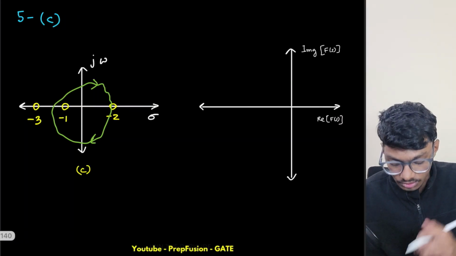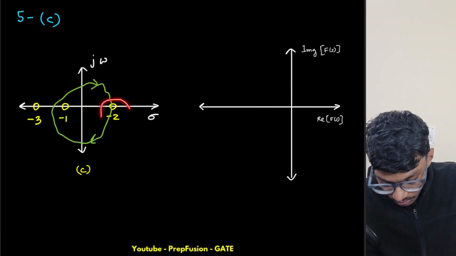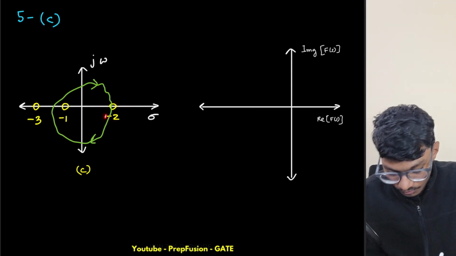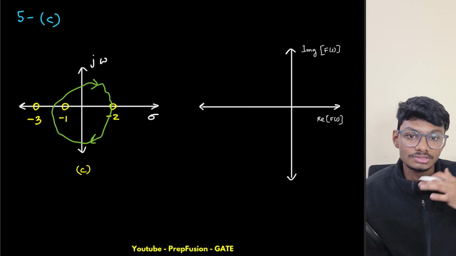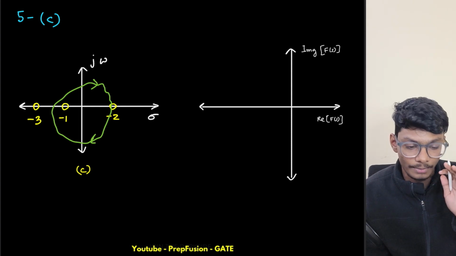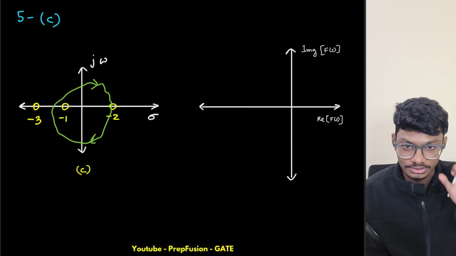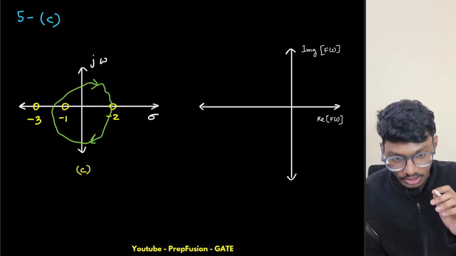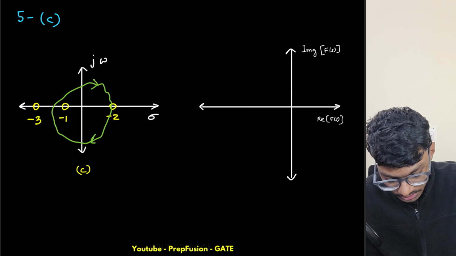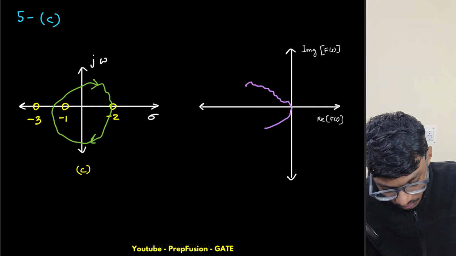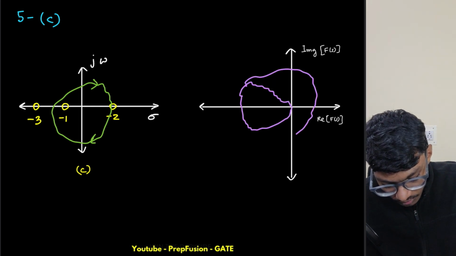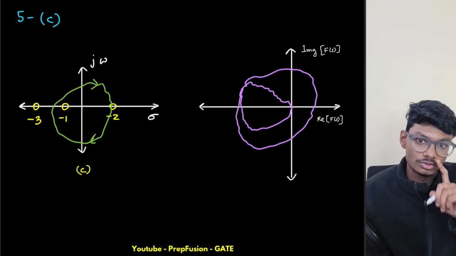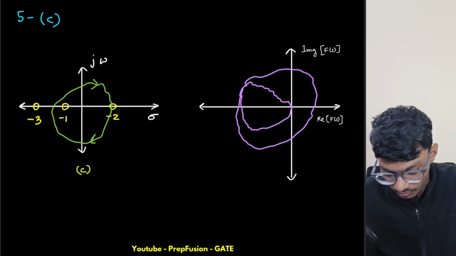Okay, so let's go to the third question. Here, this is touching the zero. What happens when the contour touches the zero? My mapped contour also touches the zero there, because that is what the function is. We'll get two contours. One will touch the zero and one will have encirclement around the origin, because one zero is still inside the contour. So you have to keep that in mind.